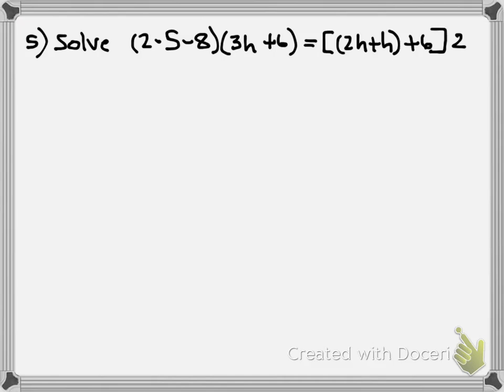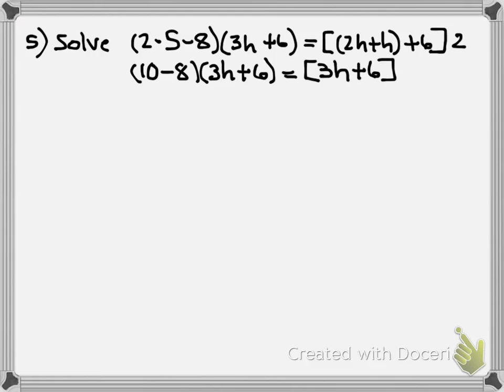So in this grouping symbol, I see some multiplication. So I'm going to do that first. 2 times 5 is 10, minus 8. And then I have a 3h plus 6. I can't simplify because of the variable. On this side, in the parentheses, I have 2h plus h. So it gives me a total of 3h's plus 6. And then I have the times 2. So on the left side, 10 take away 8 is 2. And then we have the parentheses 3h plus 6.